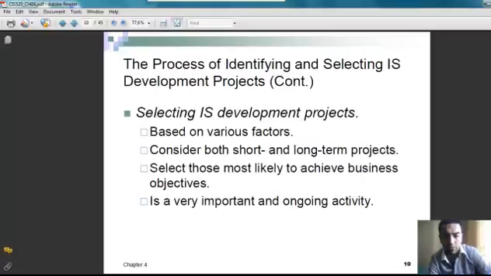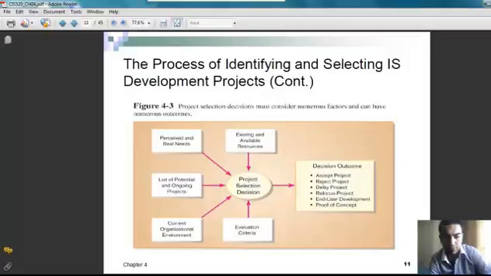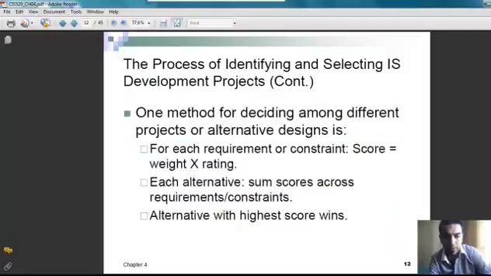Selecting IS development projects based on various factors. Consider both short and long-term projects. Select those most likely to achieve business objectives. It is a very important and ongoing activity. One method for deciding among different projects or design alternatives is, for each requirement or constraint, score equals weight times rating. Each alternative's score is the sum of scores across requirements and constraints. The alternative with the highest score wins.